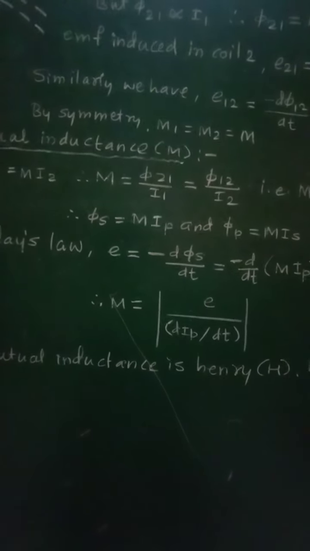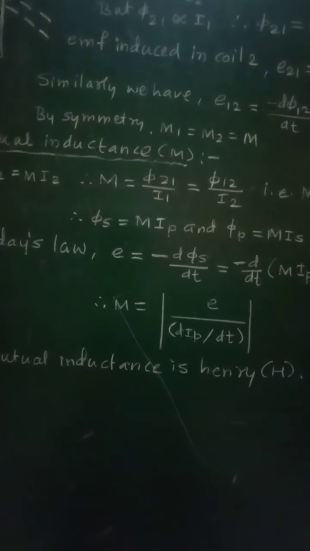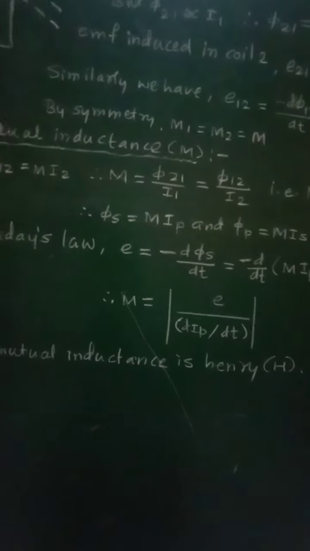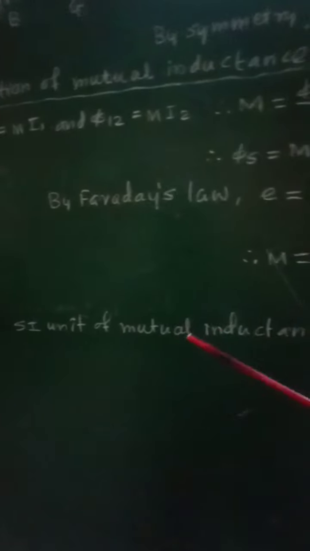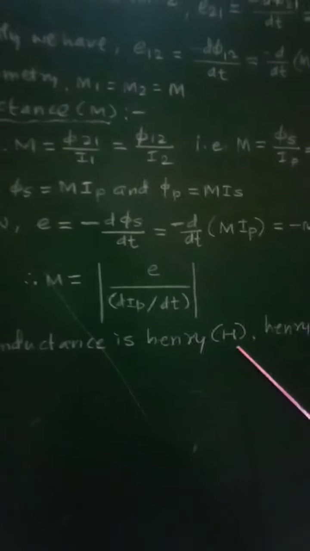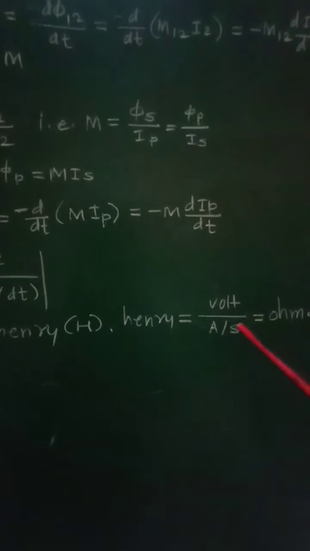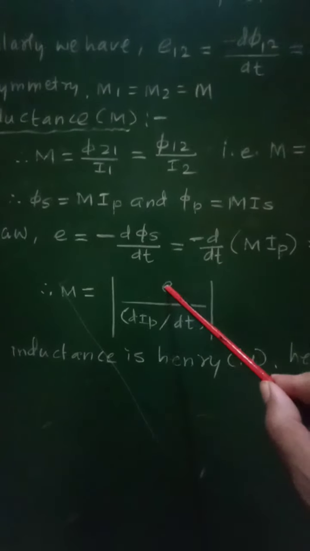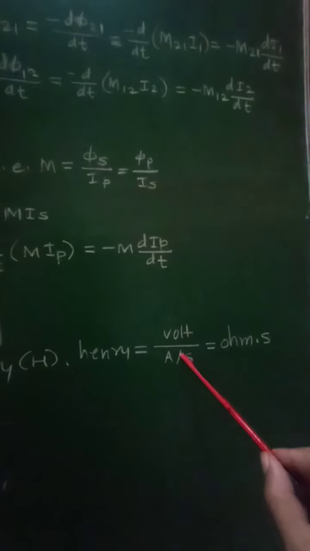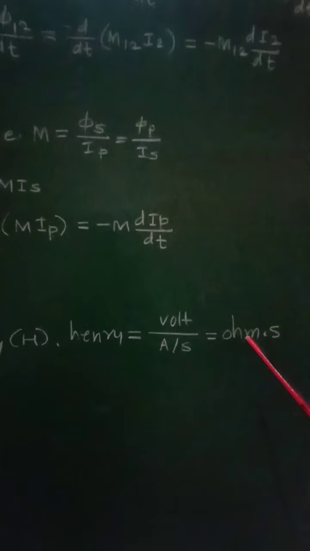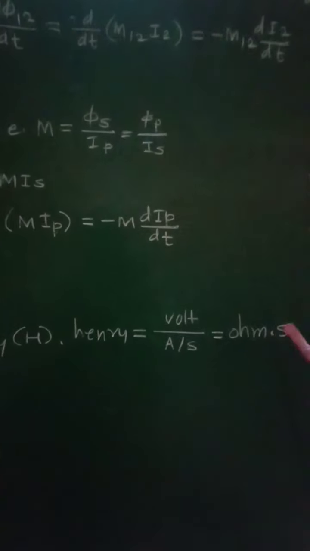Now the mutual inductance is measured in SI units in Henry, denoted by capital H, and therefore we can write Henry equal to volt upon ampere per second. But volt upon ampere is nothing but ohm. This second will be shifted to the numerator, and therefore we get Henry equal to ohm second.